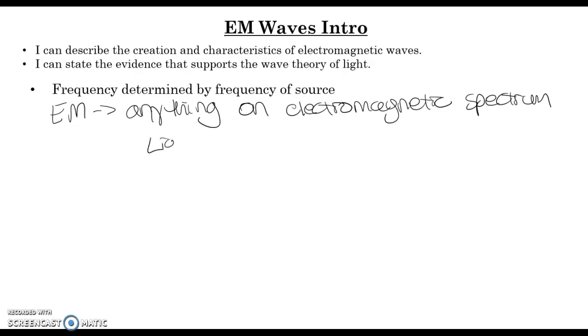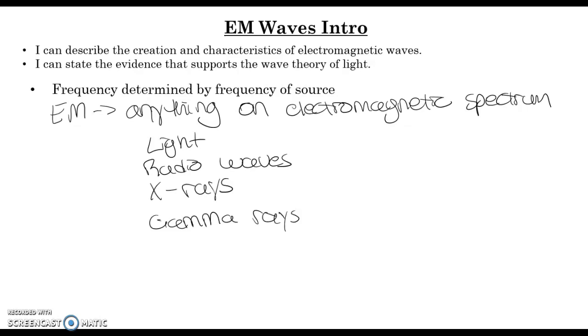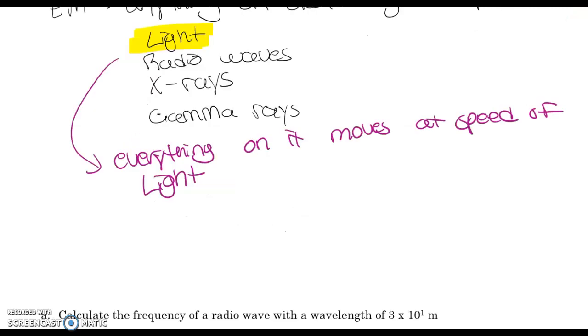It could be light, it could be radio waves, it could be a variety of different things. We'll talk more about the spectrum later on, but for now, electromagnetic radiation is just anything on that spectrum. And one of the key features is that everything on it is going to move at the speed of light. Because the speed of light is such a special quantity, it has a special symbol, and the symbol for it is c.